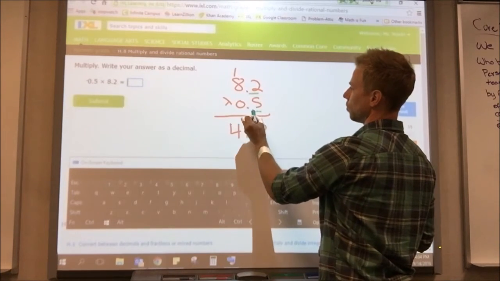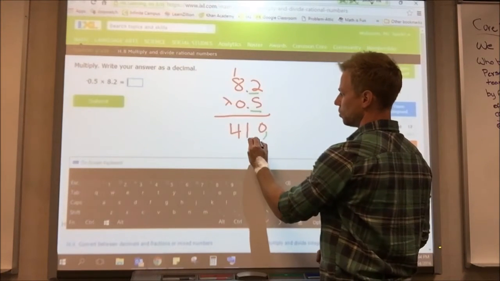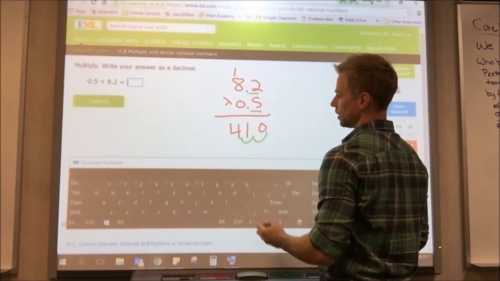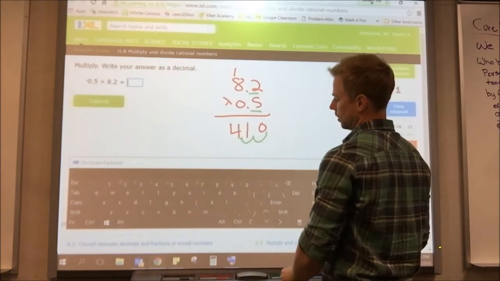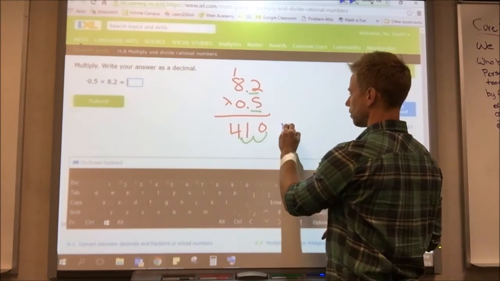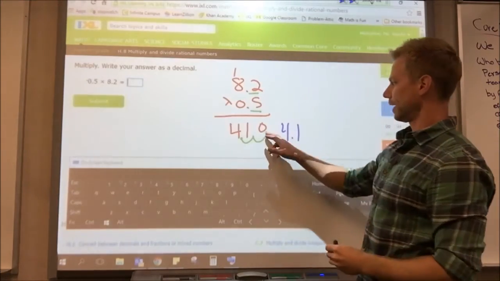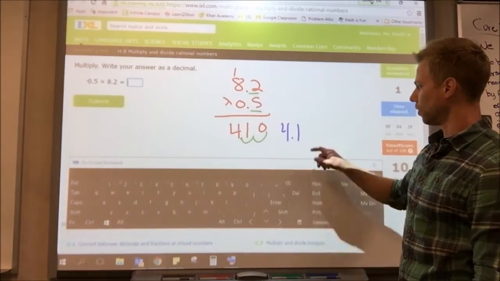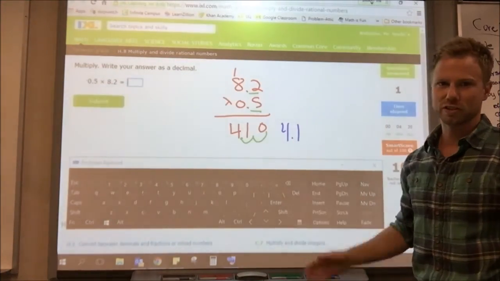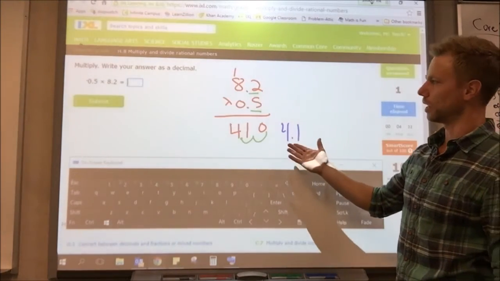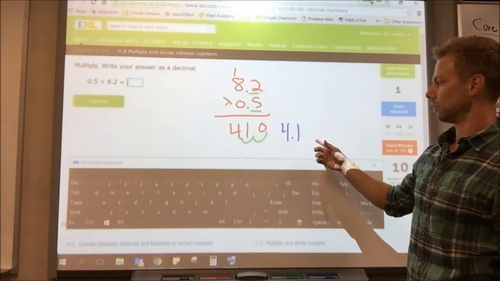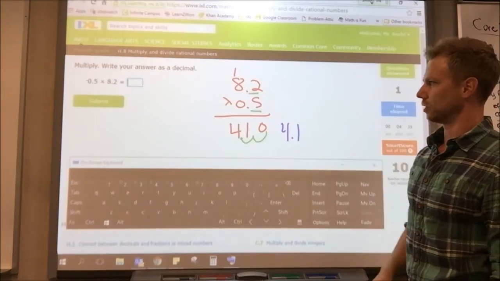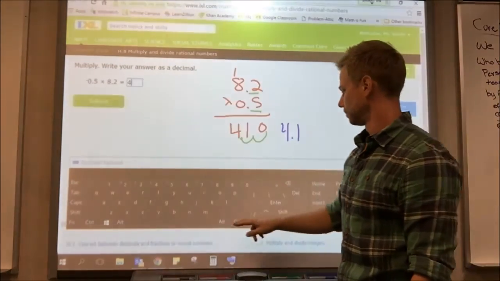And then I have two numbers behind the decimal. 1 here and 1 here. So that means I have to move my decimal 2 places over. And my final answer is 4.1. I can drop the 0 behind the 1 because that doesn't change the number at all. I could also write 4.10, but I can drop the 0 and just do 4.1.